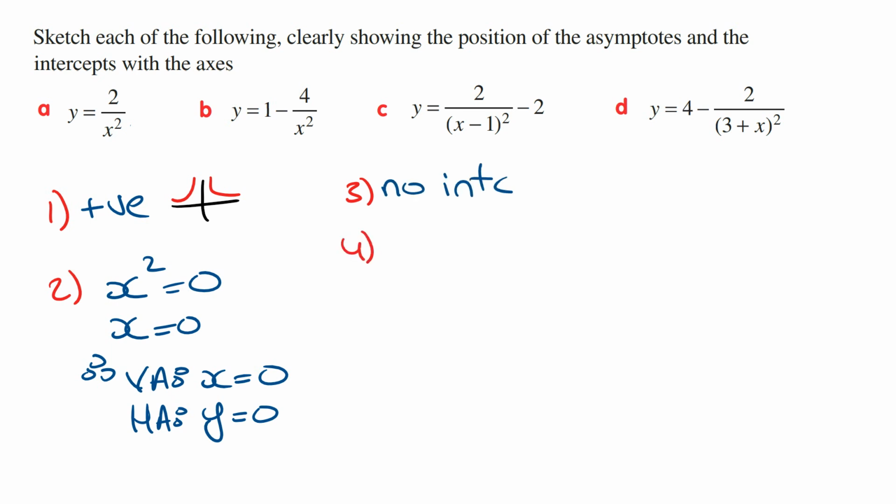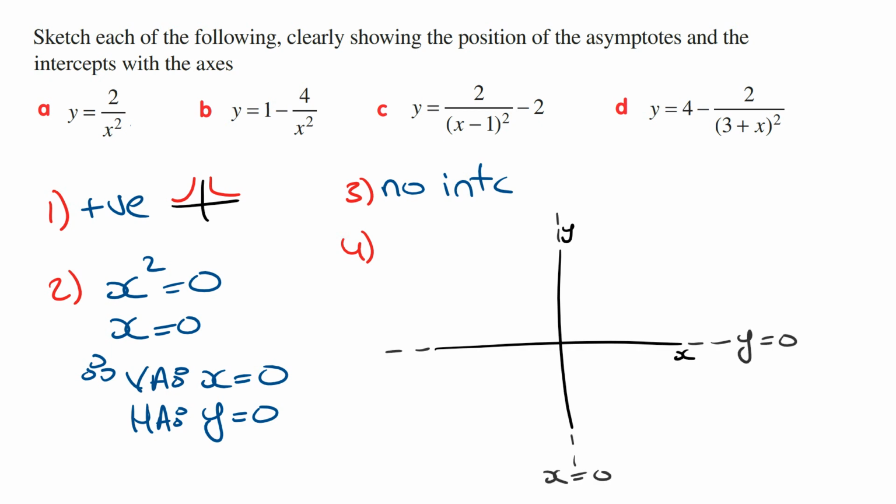And now for the final step, we just need to label the asymptotes on the axes and then sketch the graph. And so we draw the axes and then label the equation of the asymptotes and then sketch the graph, making sure that the curve approaches the asymptotes and does not touch or cross the asymptotes.